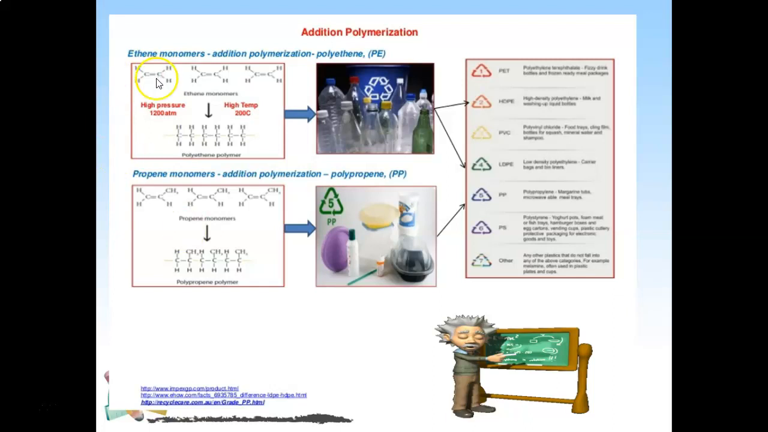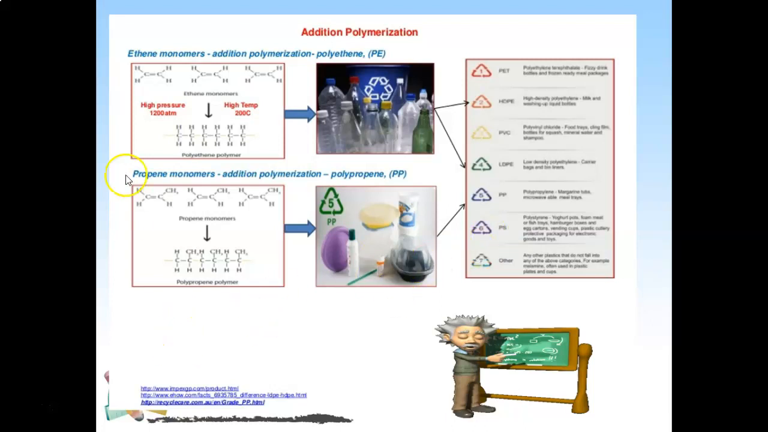This one is the ethene monomer, which is made by addition polymerization. And we can see the label at the bottom of the bottle. Number 1 refers to PET, number 2 to HDPE, and so on. The widely used PP is number 5. And if you look at the polystyrene label, it is number 6.